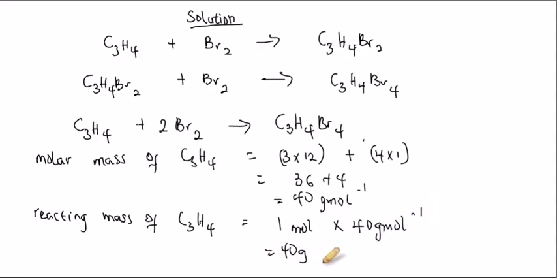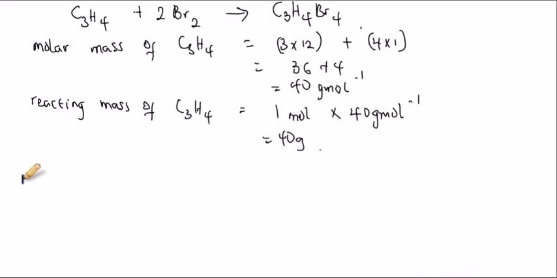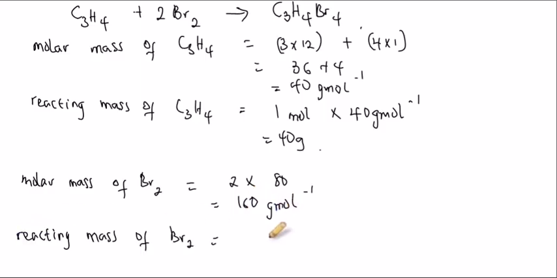So let's solve for bromine as well. Molar mass of bromine. Since we have 2 atoms present, that will be 2 multiplied by the atomic mass of bromine, which is 80. And this is equivalent to 160, the unit grams per mole. The reacting mass as well, the number of moles, from the equation we have that to be 2, multiplied by the molar mass we've gotten from the calculation, 160, the unit grams per mole, equals 320 grams. So we've gotten the reacting mass of each of the substances involved. So let's proceed to determine the mass of bromine that will be required.